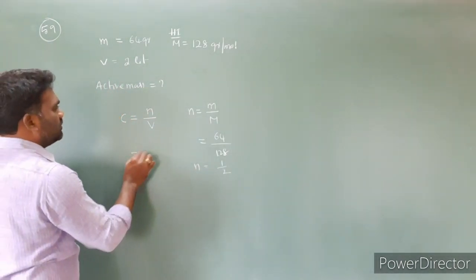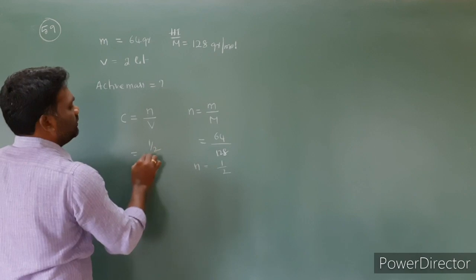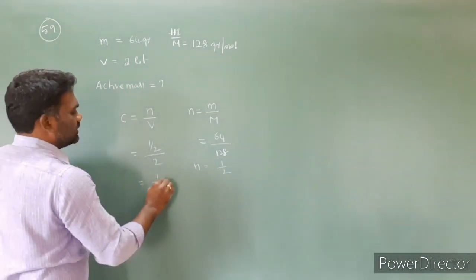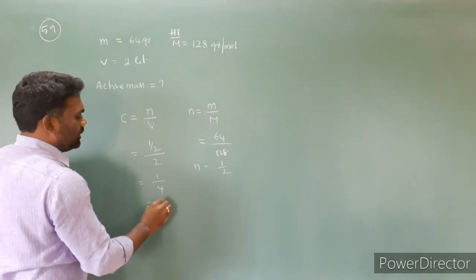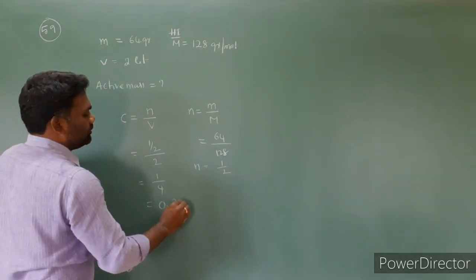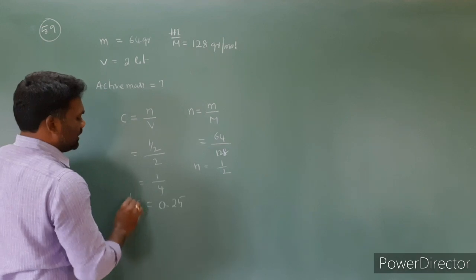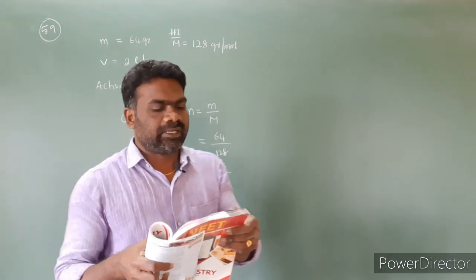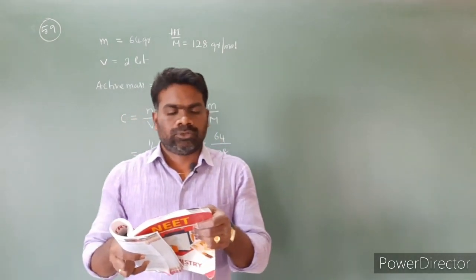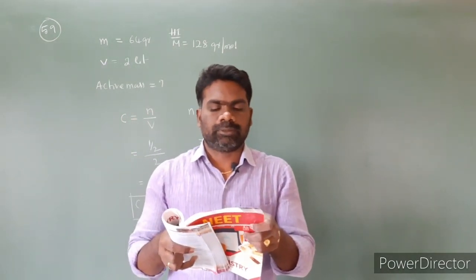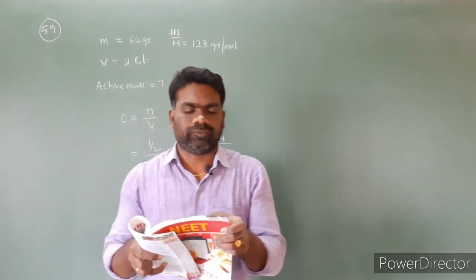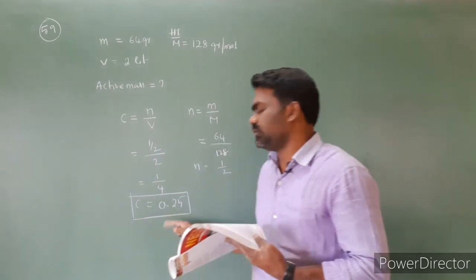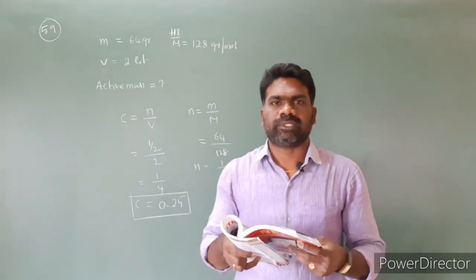Then C is equal to 1 by 2 by the volume, which is given as 2. That we can take as 1 by 4, which is 0.25. So concentration is equal to 0.25. Look at the options. First option 2, second option 1, third option 5, fourth option 0.25. So question number 59, option 4 is correct, 0.25.